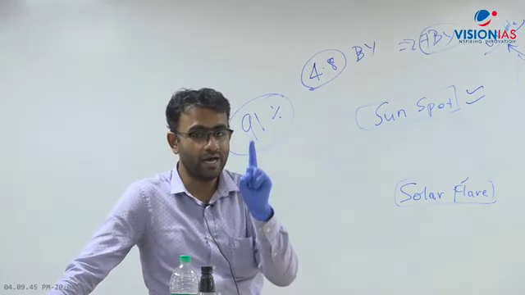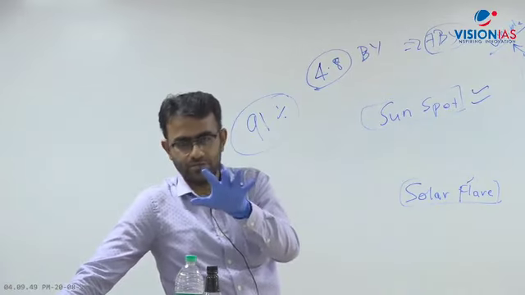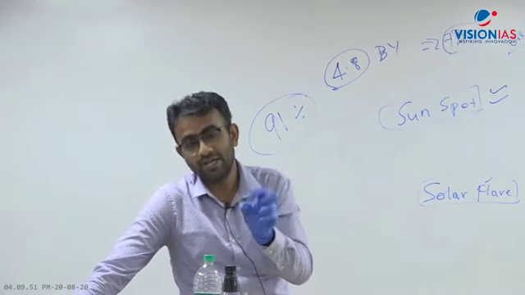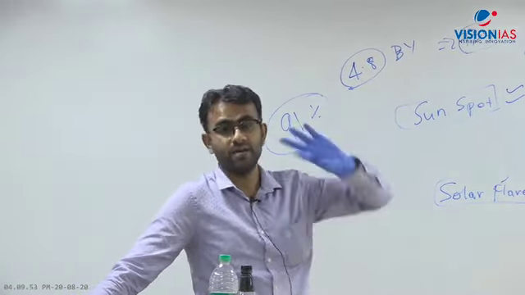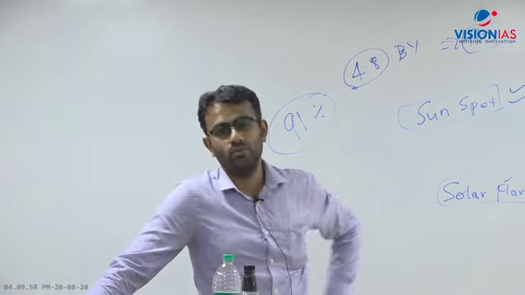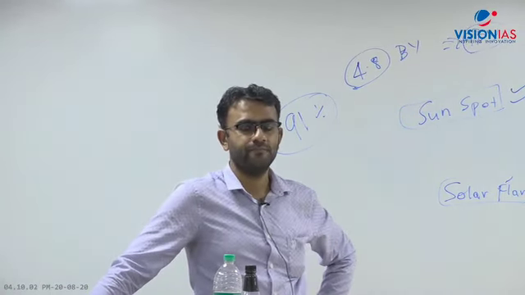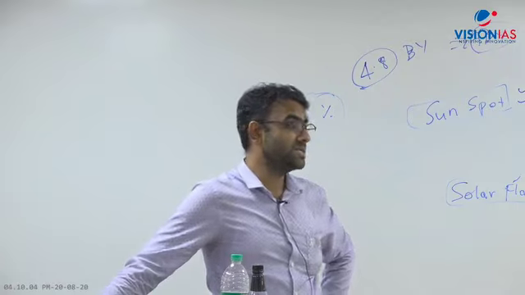Okay, always remember dark spots. The sunspots are the dark spots on the surface of the sun with lesser temperature and higher magnetic field, higher magnetic activity. The higher magnetic activity reduces the temperature over there. Okay, it acts as a kind of inhibitor. That is sunspot.